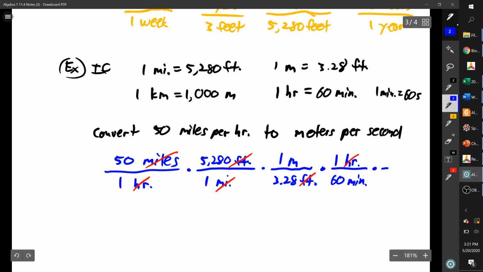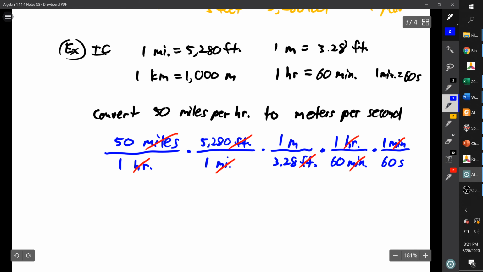So I've got to get rid of minutes and get seconds. I currently have minutes on the bottom. I want to get rid of them, so I'm going to use this one that has minutes. That gives me 1 minute on top. My minutes on the bottom and minutes on the top cancel, and 1 minute is equal to 60 seconds. So now what units are left? Meters on top, seconds on bottom.